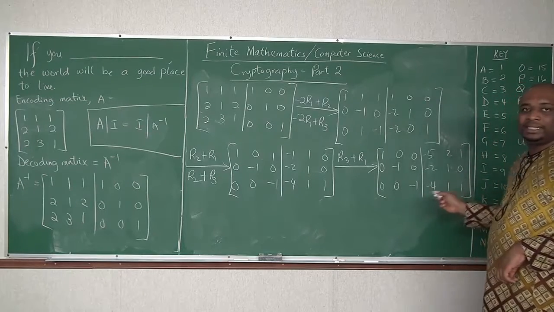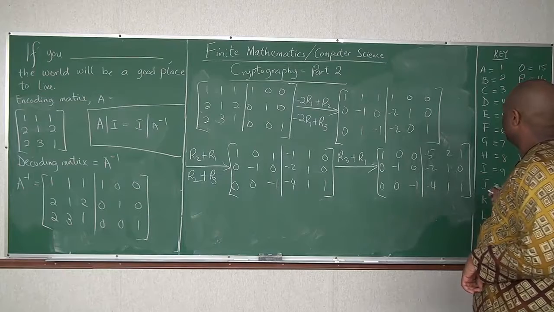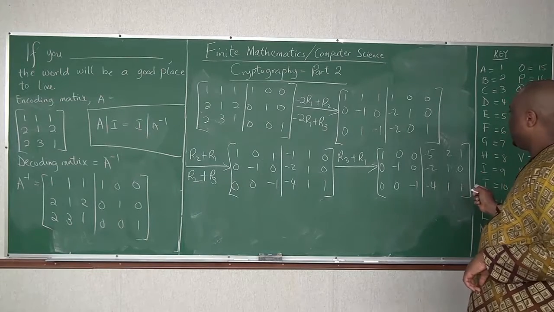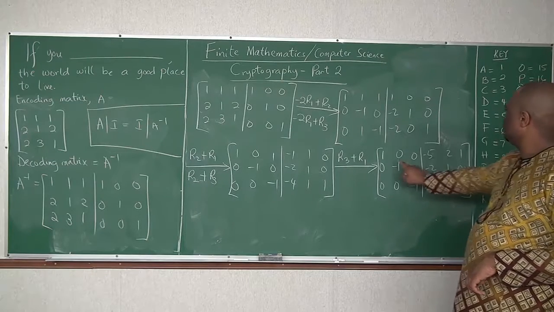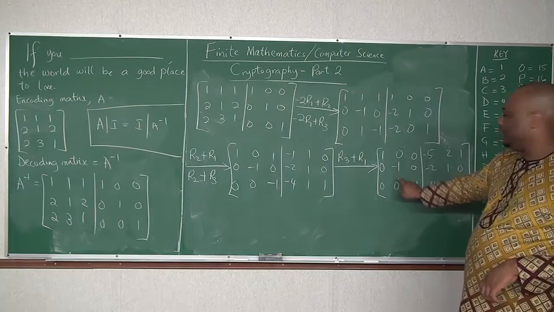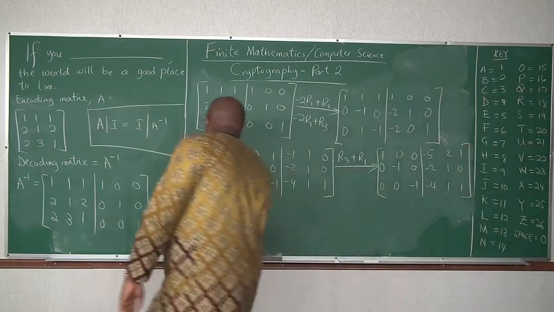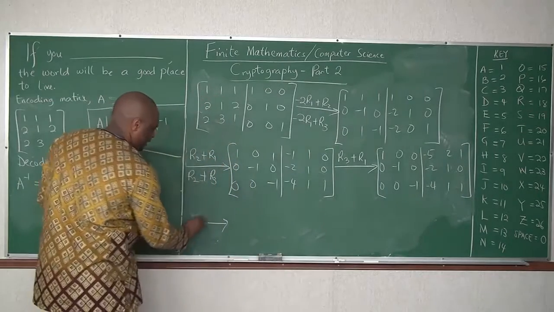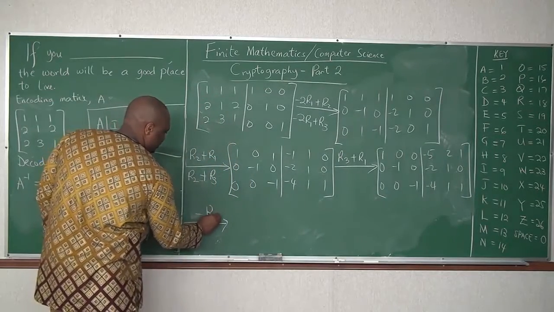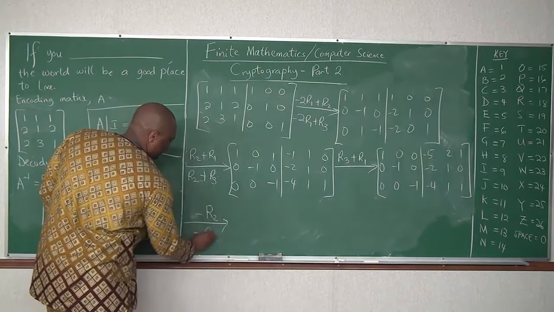Alright, so what's the next thing I have to do, folks? What do I have to do next? I have to make this to be positive and this to be positive. So what operation do I use? I have to multiply it by -1, -1 times R2 and -1 times R3.